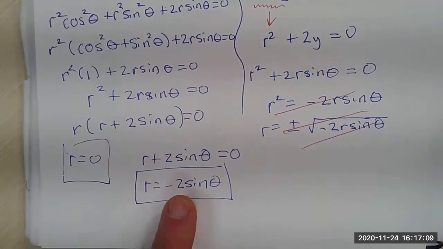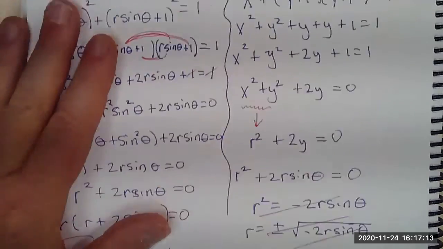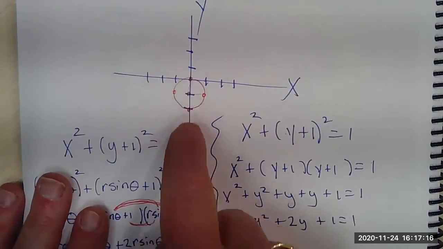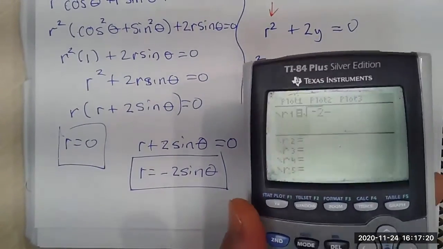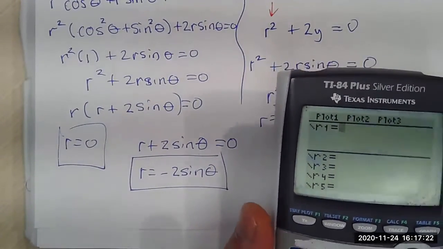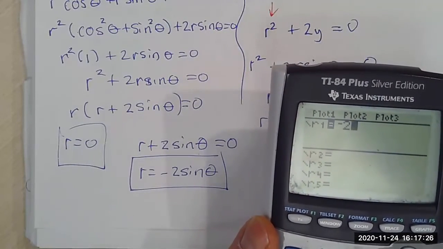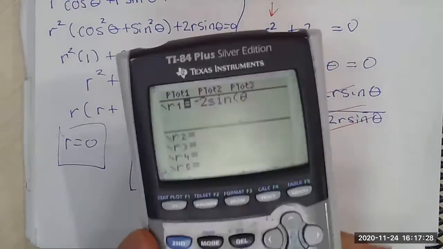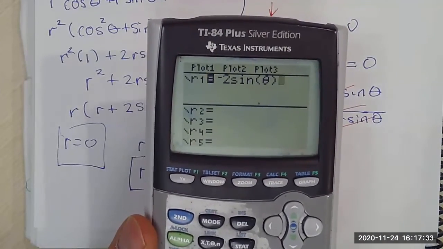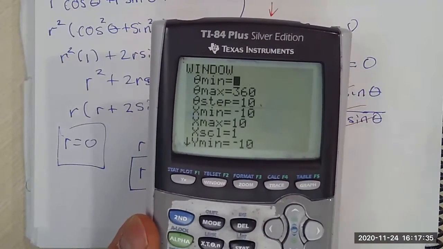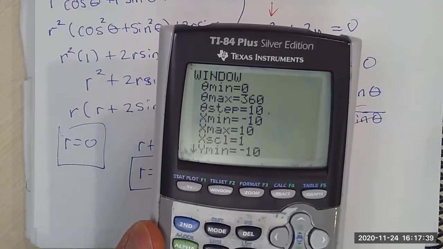But this was the one I'm going to put in my calculator right here and try to get this circle that was back up here. Remember this circle? So clear that out. Negative 2 sin θ. I'm going to go back to my window feature. Sure, let's go from 0 to 360 again. See what happens.